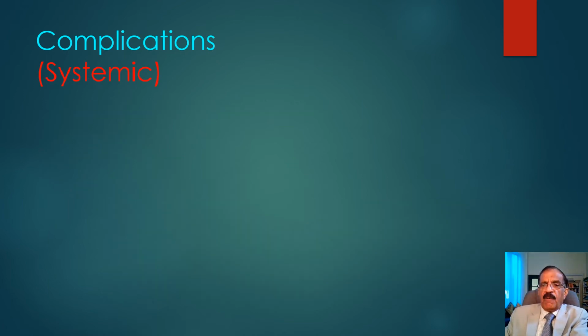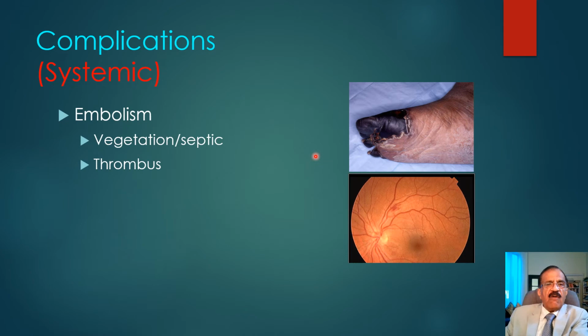Now systemic complications will be even more serious. First is embolization, either from the vegetation or from a thrombus. Since these patients have underlying valvular disease, they are also prone to ordinary thromboembolic phenomena. A thrombus may form in the atrium or atrial appendage, get dislodged, go anywhere and cause ischemic necrosis, like in this patient, where it is gangrene.